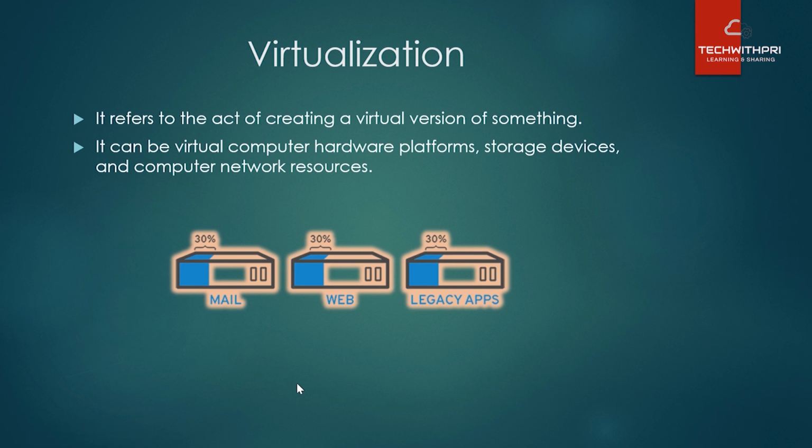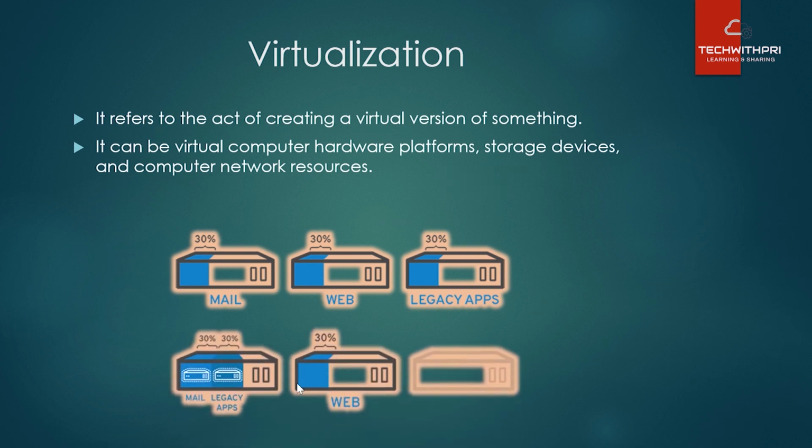Now let's see, after applying the virtualization technique, what we can achieve and how we can solve this problem. This is the second picture after applying virtualization. As you can see, the first server, which previously had only the mail functionality, is now also holding the legacy application. And what's the benefit? You can easily guess. The third server, which was there for the legacy application, is no more required. So you can use this server for a different purpose, for different work.